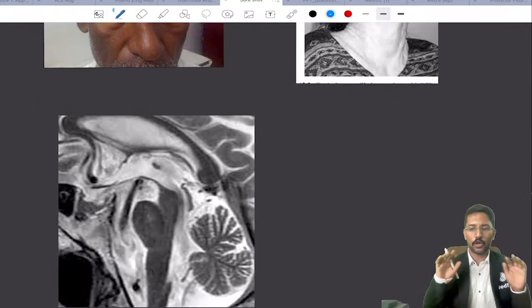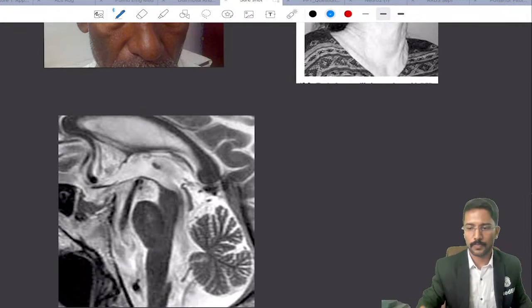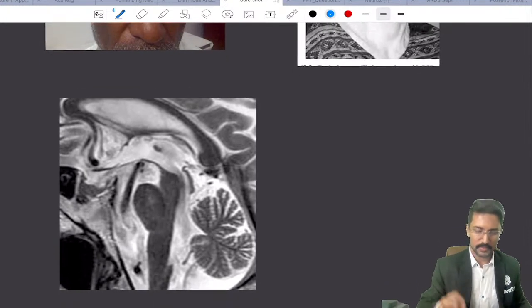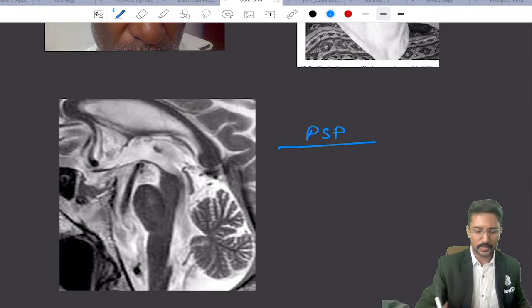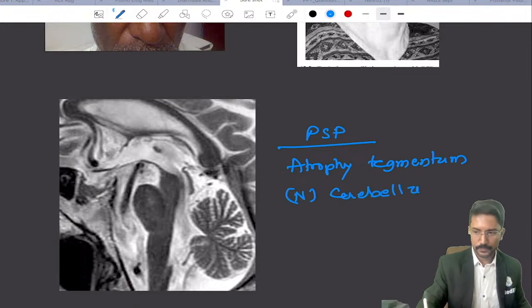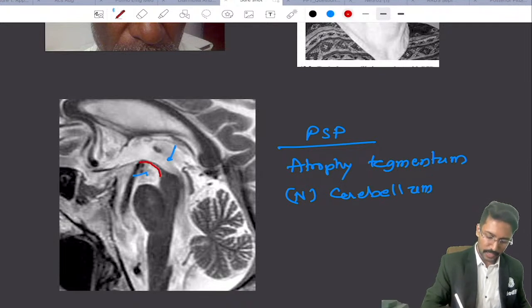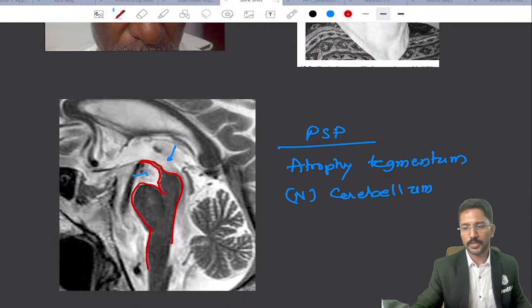And the third image finding, all of you are very much familiar with it, right? Can anybody tell me what this image finding is? So in progressive supranuclear palsy, there is atrophy of the tegmentum and a normal cerebellum. Okay, so this tegmental atrophy leads to this finding, which I'm just drawing out for you. So what do you see here? What do you see here? What is this sign called?